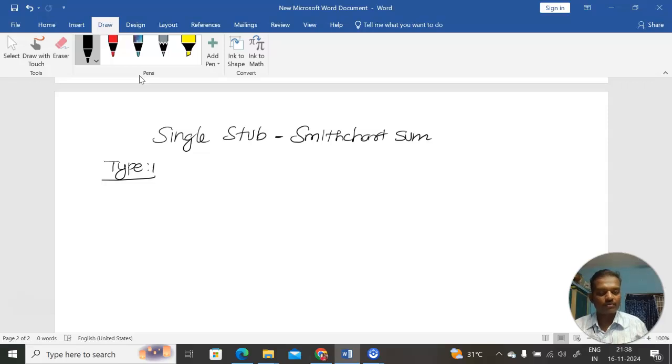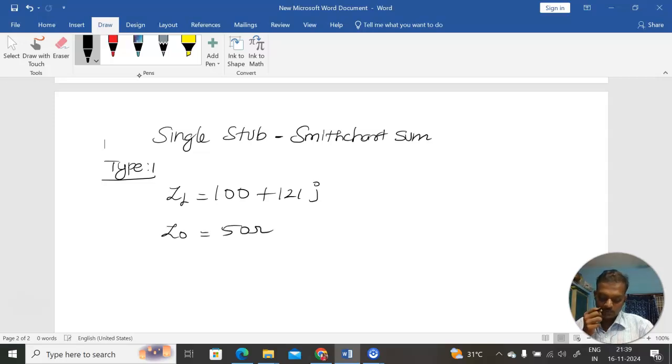So now, the given question is that at L, which is 100 plus 121J, where Z0 is equal to 50 ohms. Okay, so characteristic impedance is 50 ohms, and the load impedance, or sometimes they will call it the receiving end impedance also. Okay.